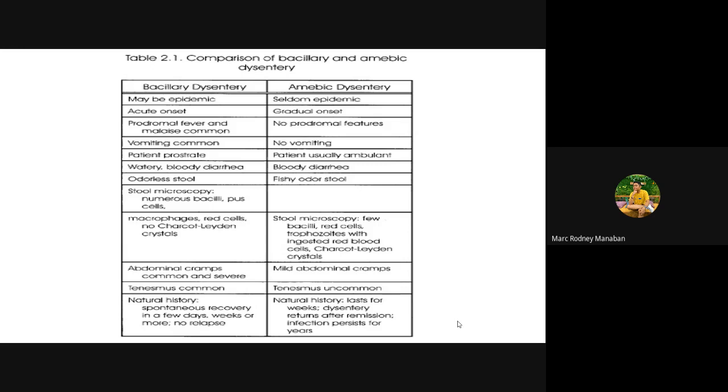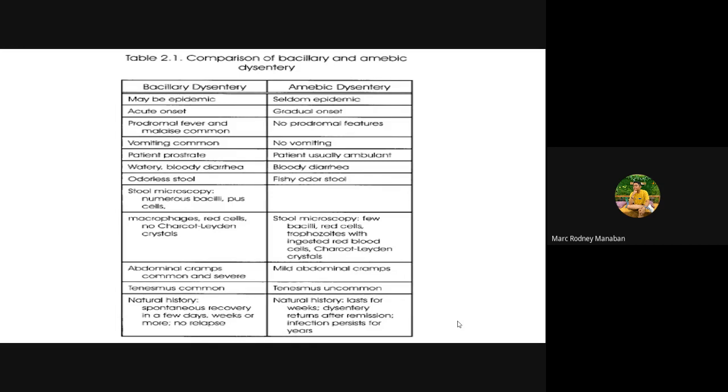Amoebic dysentery is caused by Entamoeba histolytica, and most of the patients infected with Entamoeba histolytica, majority have no symptoms, but some have amoebic dysentery. Now bacillary dysentery is caused by bacteria, your gram-negative bacilli enterics, usually Yersinia, Campylobacter, Shigella, Salmonella, and enteroinvasive E. coli or EIEC. So we have to differentiate, para at least makabalo kung kinsa by causative agent.